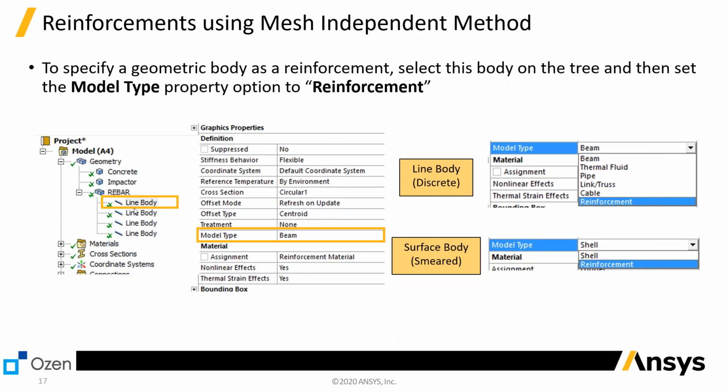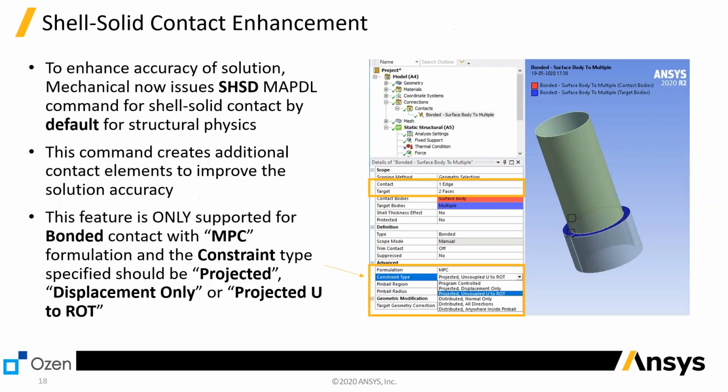You can see here you have line bodies. Instead of beam, you assign it as reinforcement, and the same for the surface body, you define it as reinforcement, and you can then specify the material assignment, as well as the cross-section area, and also the gap between them.